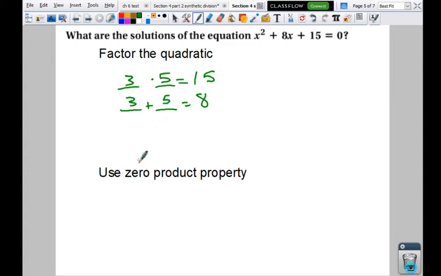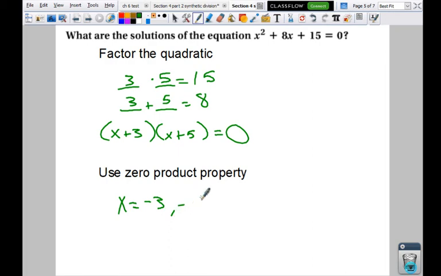So I've got to make parentheses now: x plus 3, x plus 5. Now we do what we just did. What do I plug in for this one? Negative 3. What do I plug in for that one? Negative 5. There you go. So my two answers are x equals negative 3 and negative 5.